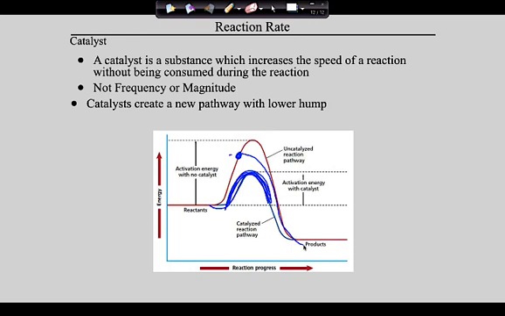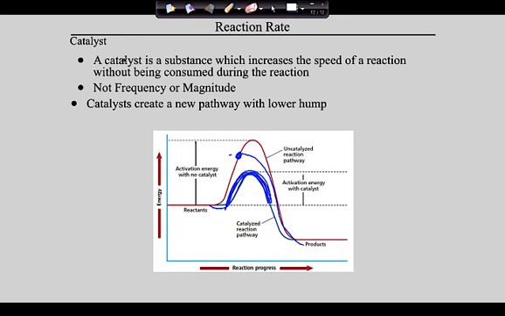So now, of course, the question is, how do catalysts work? How do catalysts drop the hump? And frankly, that's not something that we talk about in general chemistry. We do talk about it a little bit in AP, but it's not a topic of conversation for general chemistry.